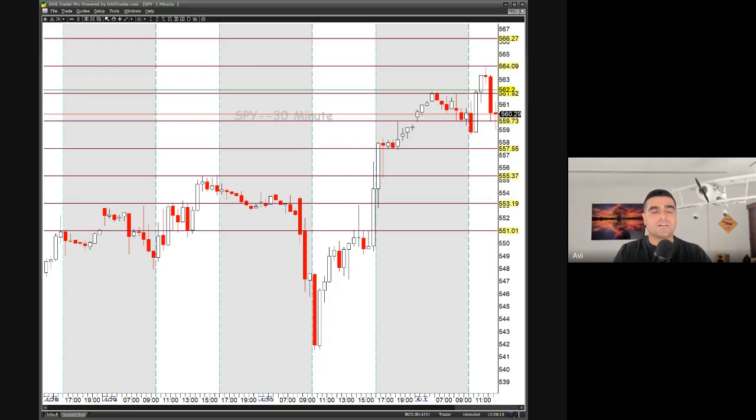Consolidate. You don't know when consolidation is going to be done until it shows you that it's done, and it shows you when it's done when it makes a new high. That's how I do these trades. Hope that helps.